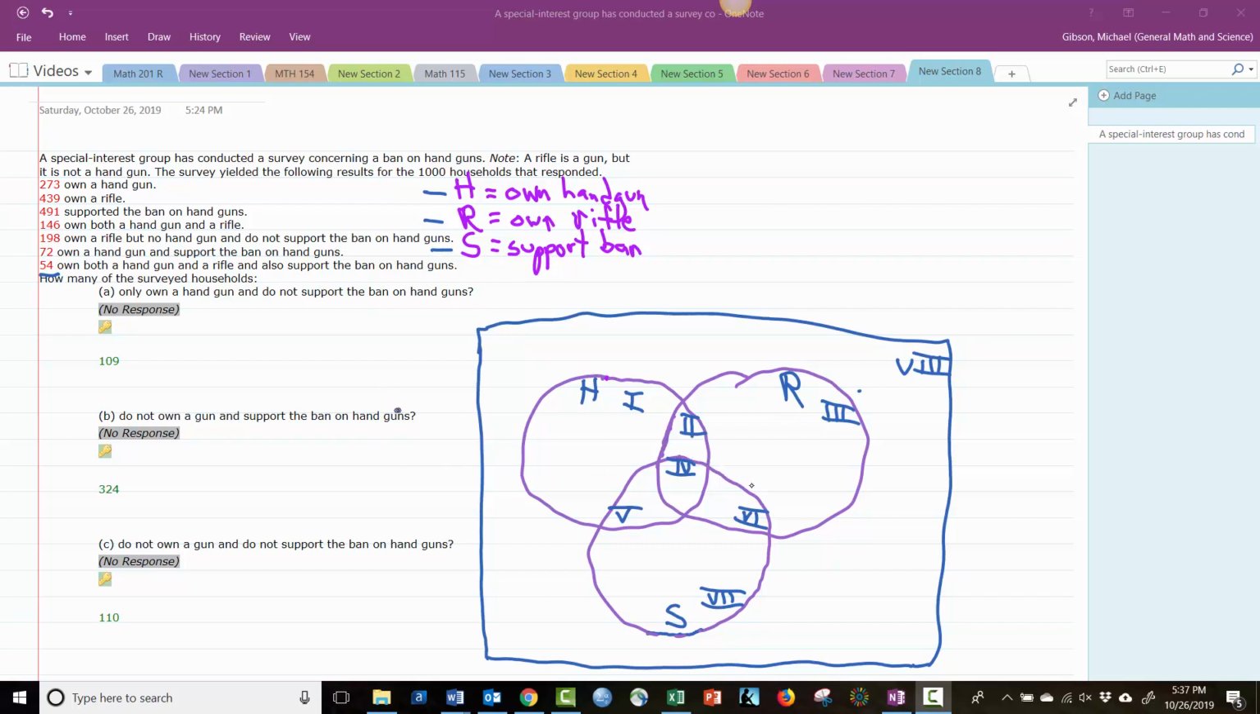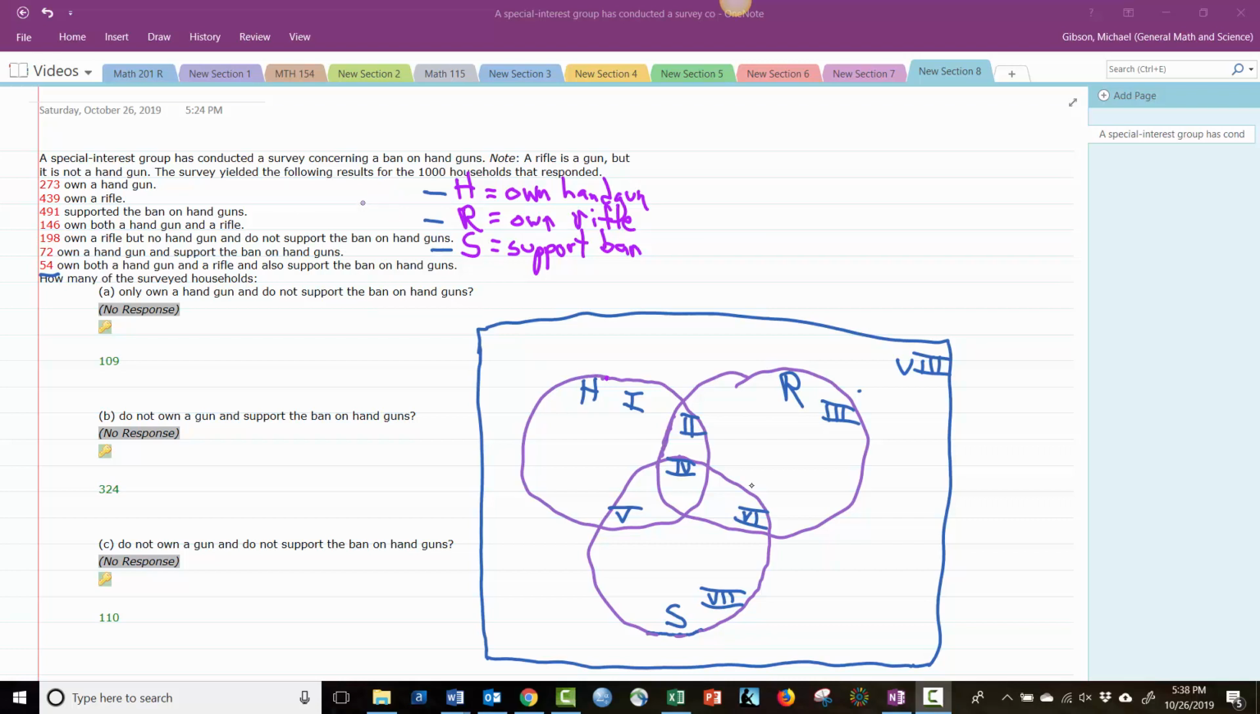Okay, so this is a three-way Venn diagram. What I mean by that is it's got three categories. So let's read it and see what we've got. A special interest group has conducted a survey concerning a ban on handguns. Note, a rifle is a gun, but is not a handgun.